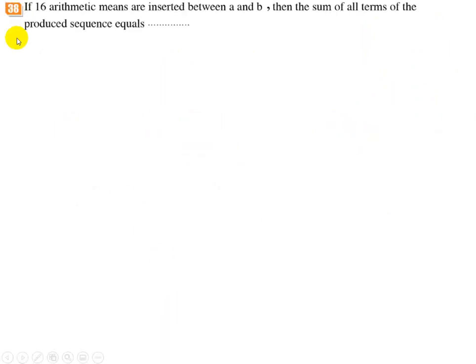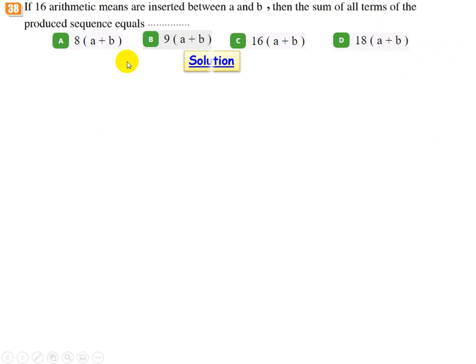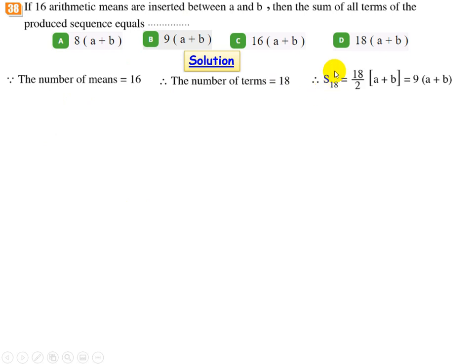Question 38. If 16 arithmetic means are inserted between A and B, then the sum of all terms of the produced sequence equals. Number of means equals 16, so number of all terms equals 18, which means S18 equals 18 over 2, first term A, last term B, which means 9 times (A plus B).